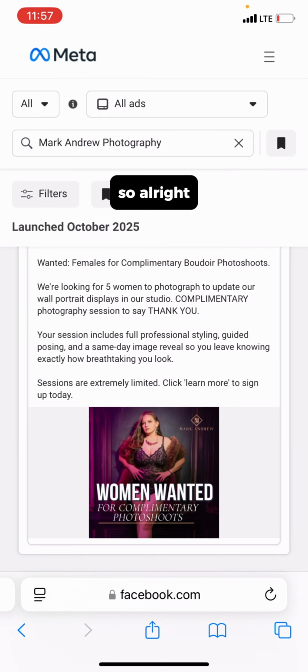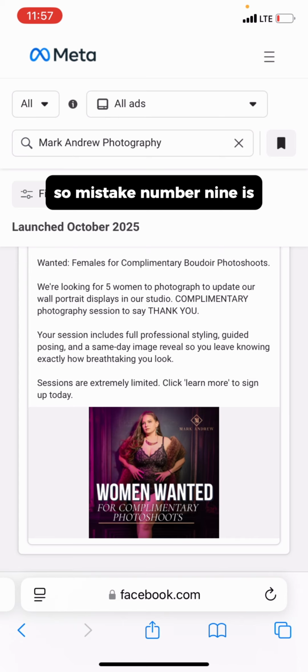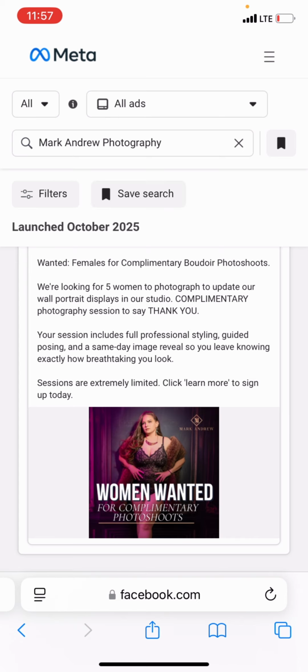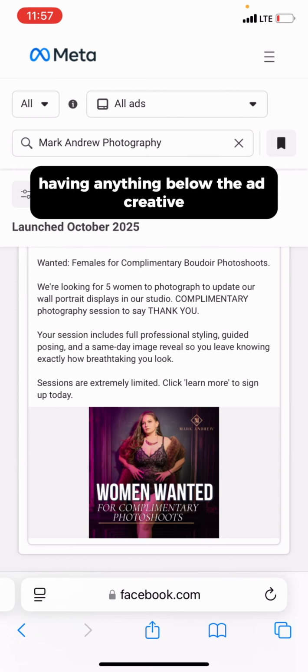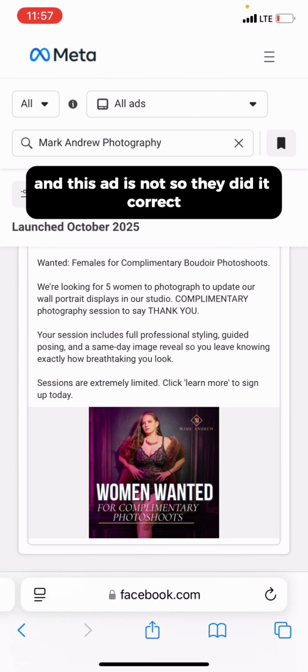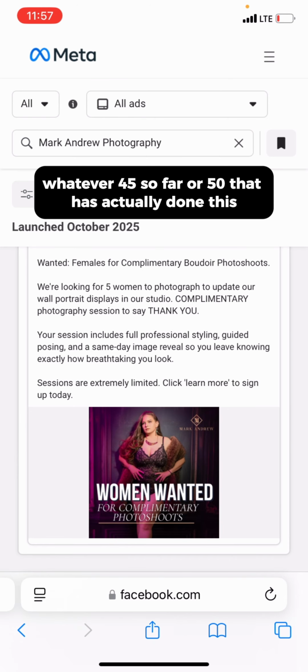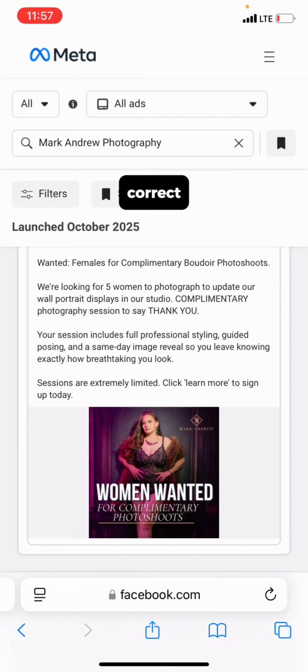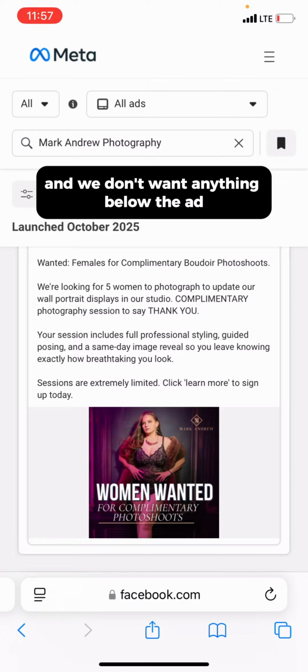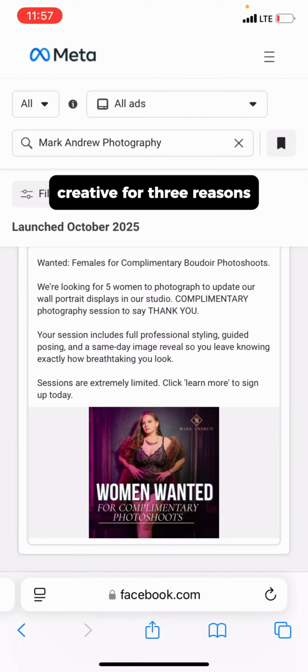So, all right. So mistake number 9 is having anything below the ad creative. And this ad does not. So they did it correct. It was actually the first one I've reviewed out of like 45 or 50 so far that has done this correct. And we don't want anything below the ad creative for 3 reasons.